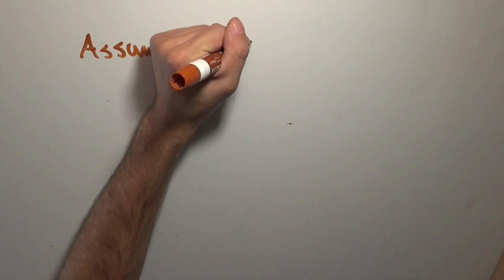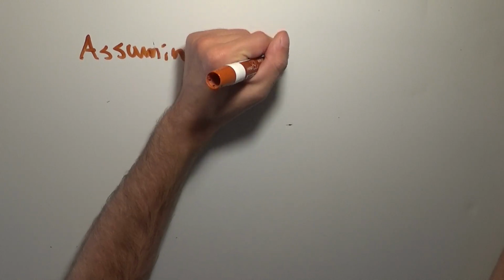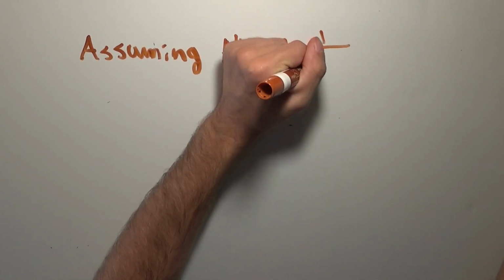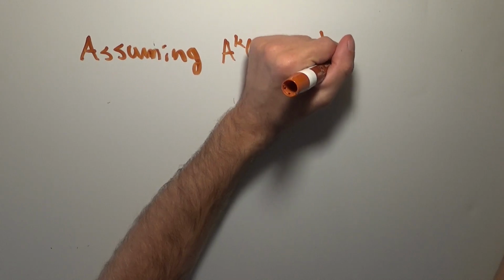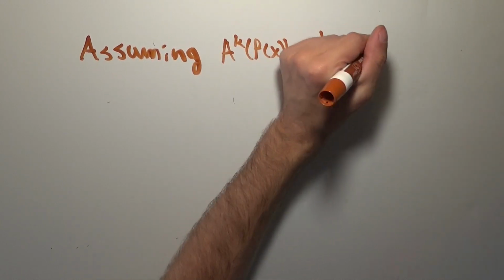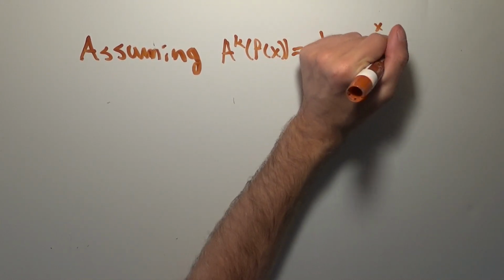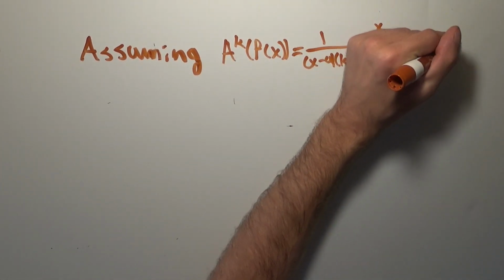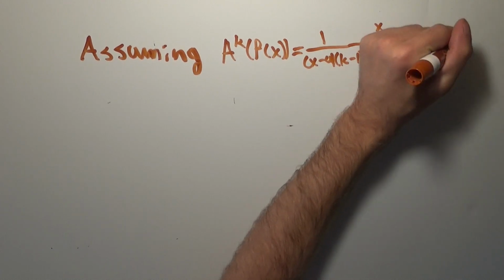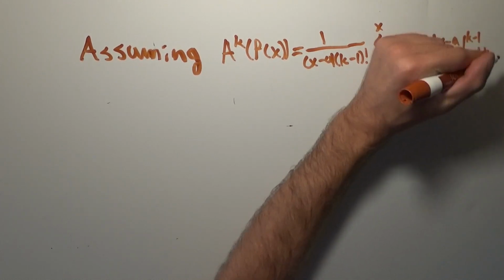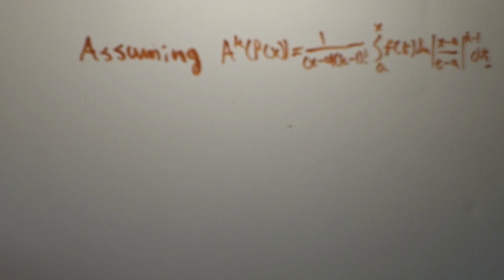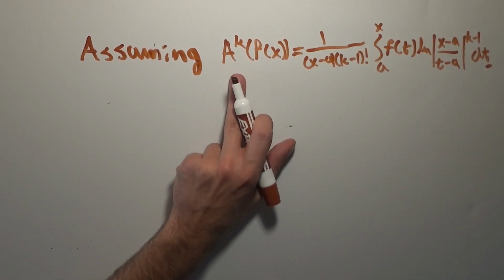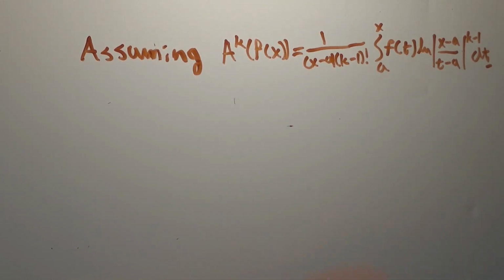So we are assuming that the kth average of a function f of x is precisely 1 over the quantity x minus a times k minus 1 factorial, times the integral from a to x of f of t times the natural logarithm of the absolute value of x minus a over t minus a, to the power of k minus 1, dt. So that is the full-on integral. It's quite a mouthful, and so we're going to now prove that the k plus first average is just this with k plus 1 plugged into it.